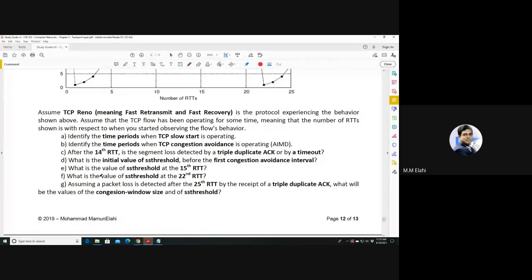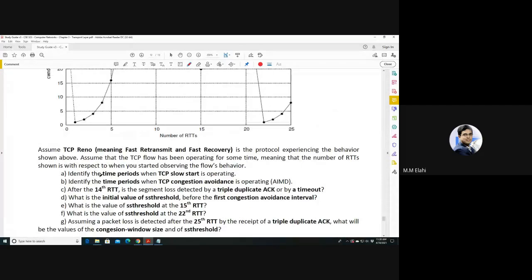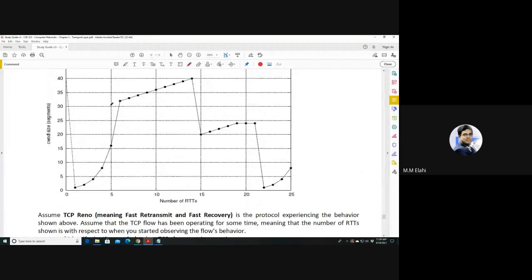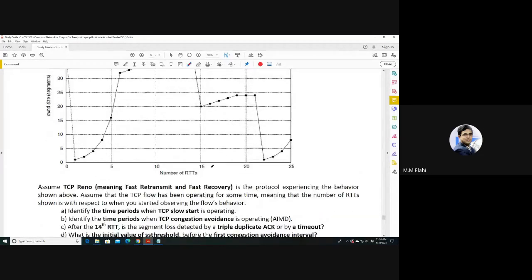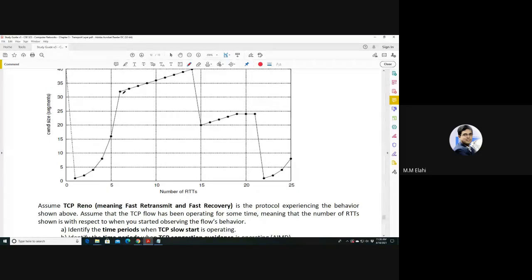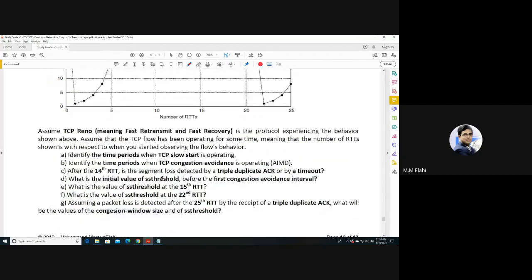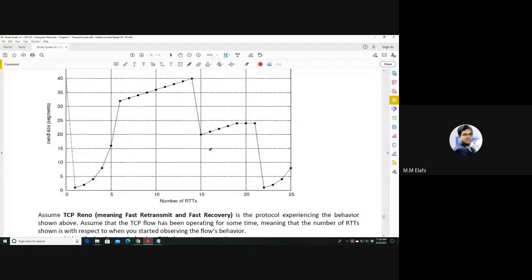So this is the overview, and based on this, there are some questions here. Please try to solve these questions, and if you have a problem, we will discuss in the first 10 minutes of the next class. Then we'll go to chapter 4, because I have discussed all the possible options. The questions just ask, for example, to identify the time periods when TCP slow start is operating, like 1 to 6, and another one, 22 to 25. Every concept I have already described. Go through this, and then we will discuss in the next class.